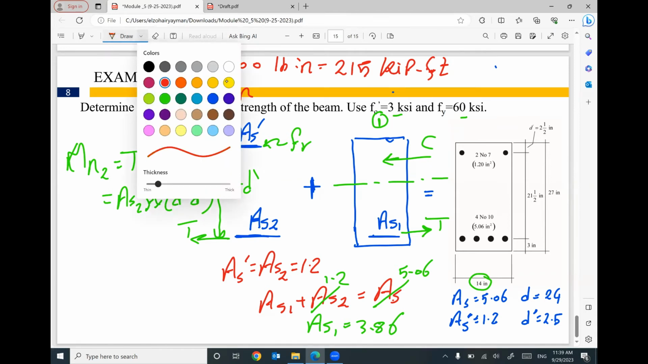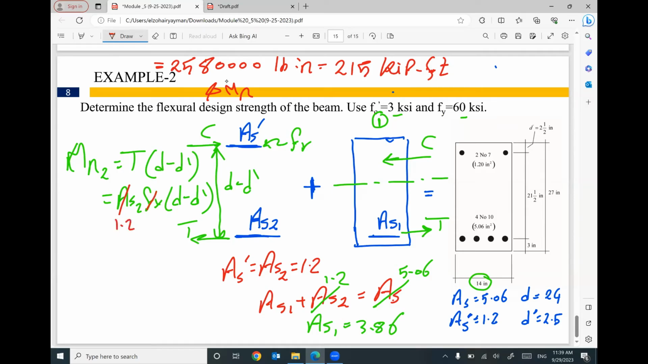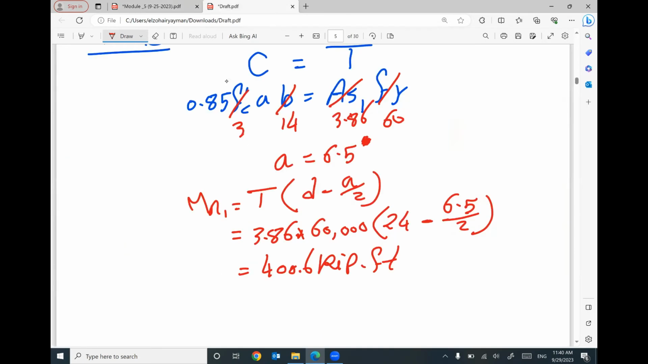I can put my numbers: area of steel 2 equals 1.2, f yield 60,000, your depth is 24, your d prime 2.5. Then I can find the nominal moment for the second part: 1.2 times 60,000 times (24 minus 2.5), divided by 12,000. I got 129 kip-foot. So the total nominal moment equals 400.6 plus 129 equals 529.6.